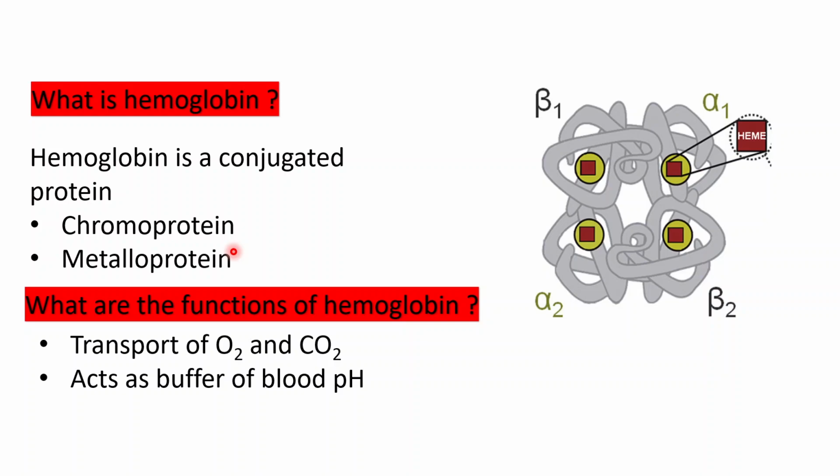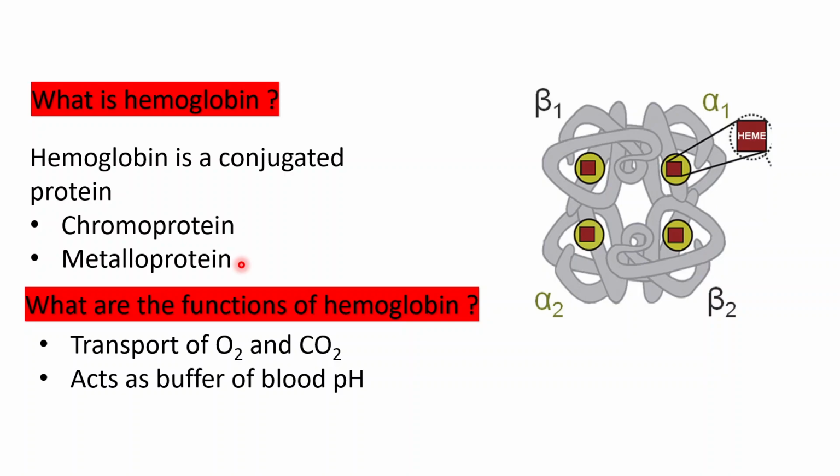So hemoglobin is a conjugated protein, consisting of a protein part which is the globin chains, whereas the non-protein part is the heme. And because heme is a colored compound as well as it contains metal, hence it is also known as chromoprotein or metalloprotein. Now next, what are the important functions of hemoglobin?